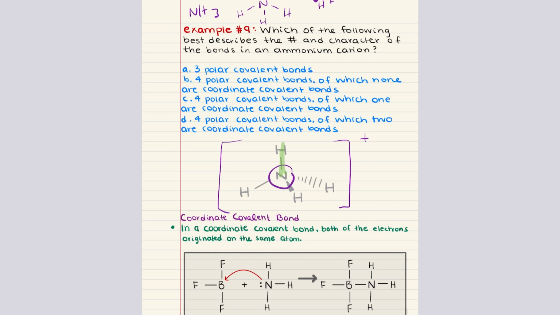Now, as a reminder, what about coordinate covalent bonds? A coordinate covalent bond is a type of covalent bond in which both shared electrons come from the same atom.